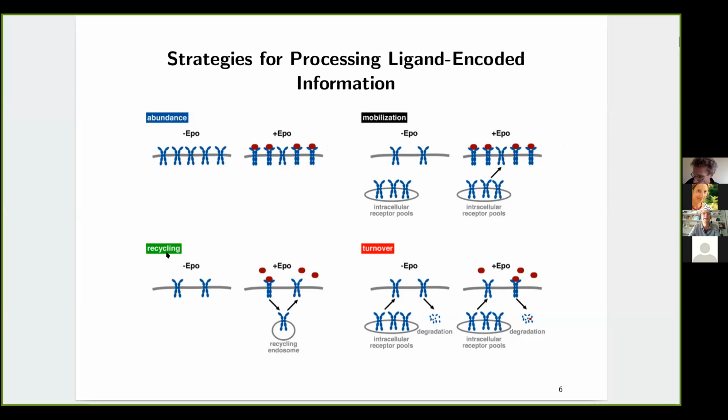The third possibility is recycling. It is known that these Epo receptors undergo endocytosis and can be recycled, and thereby Epo can be degraded. That would mean if you do this in a fast manner, you could also see huge differences of this concentration. And the final one, turnover, is similar to mobilization. The difference is that we don't mobilize it, but that we have a constitutive turnover of the Epo receptor to sample the extracellular concentration of Epo.